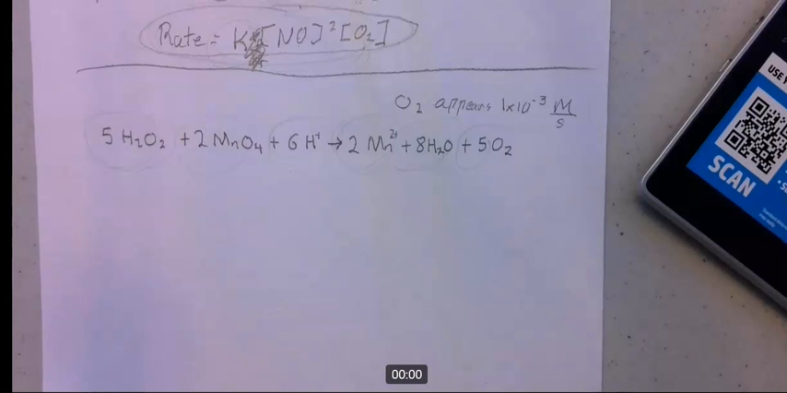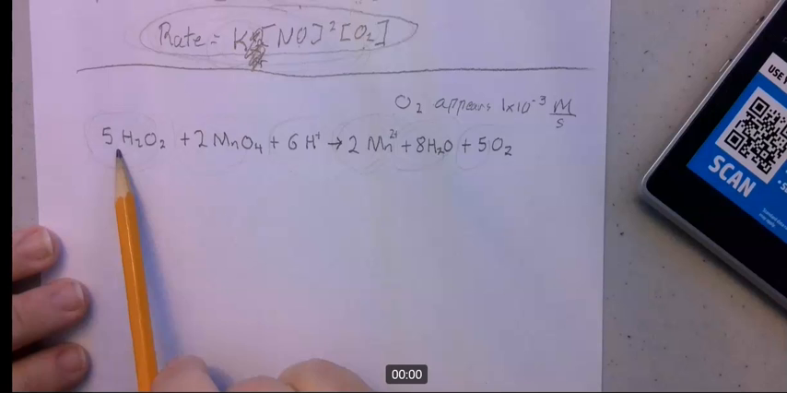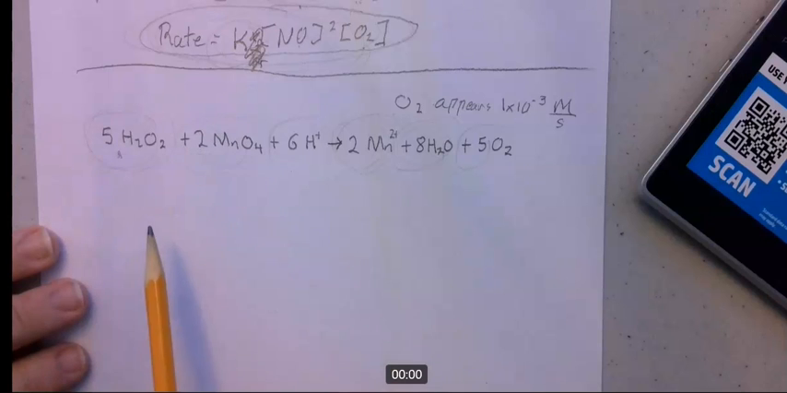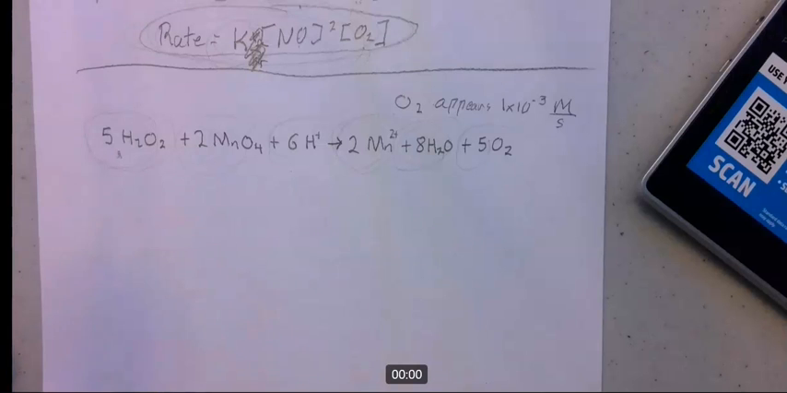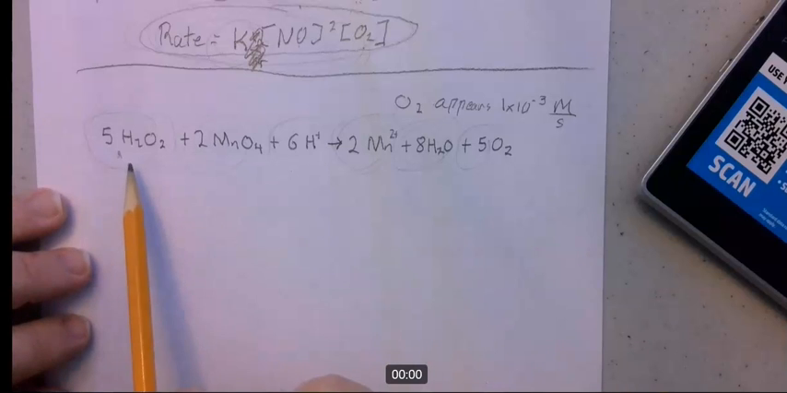Okay, so here's how you do it. If you don't remember it, just learn it. You take the coefficient and you flip it, and if it's on the reactant side, it's a negative sign because it's disappearing. If it's on the product side, it's a plus sign because it's appearing. So it would look like this.